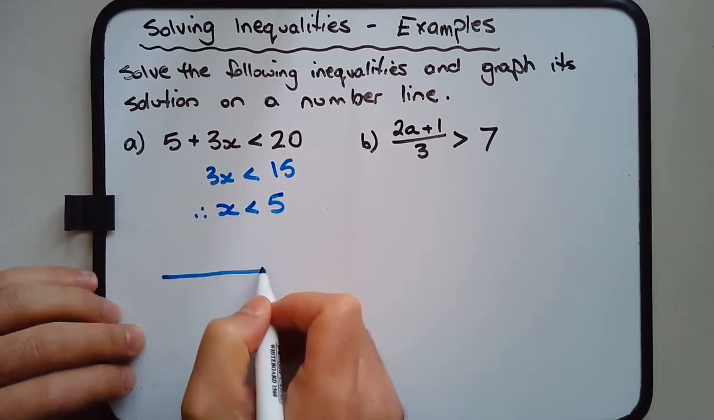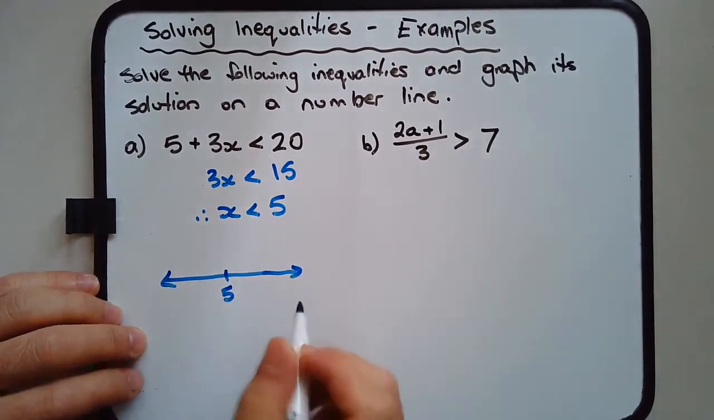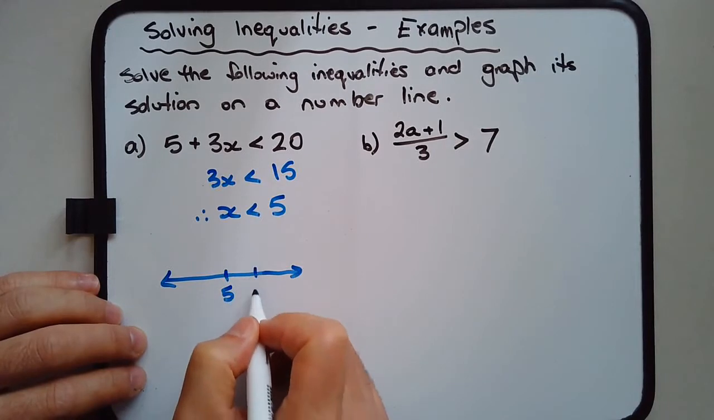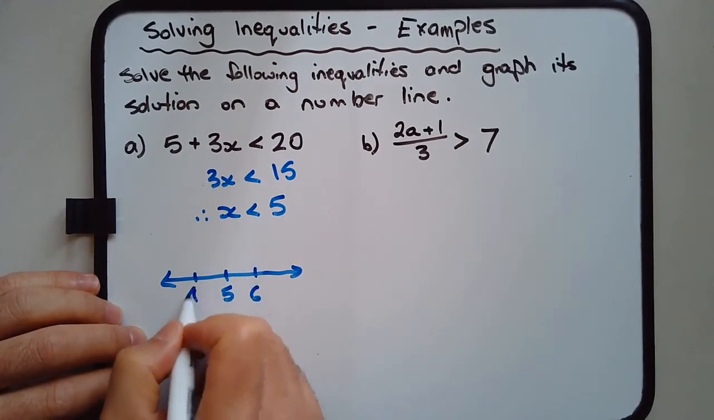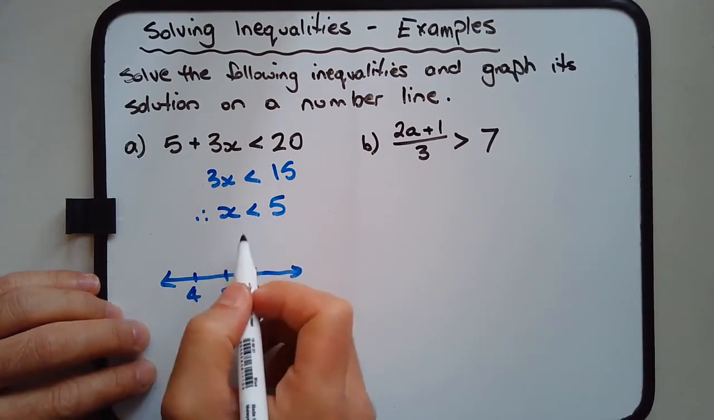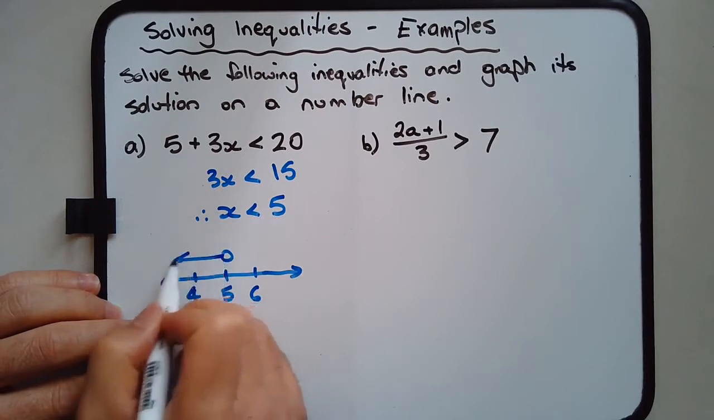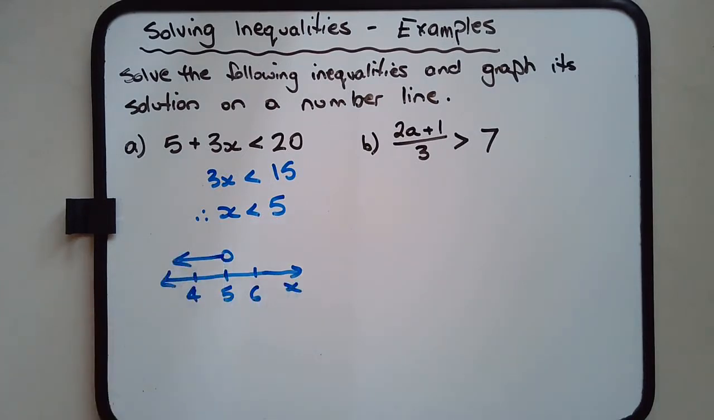And graphing that on a number line, you can just keep it very simple. I can just put one value there. If you want to put a couple of values, you may, if you like, 6 and 4. And now it's an open circle because x is less than 5. So open circle, and the direction of the arrow is to the left. And that would be our solution.